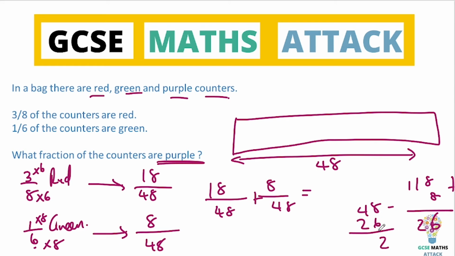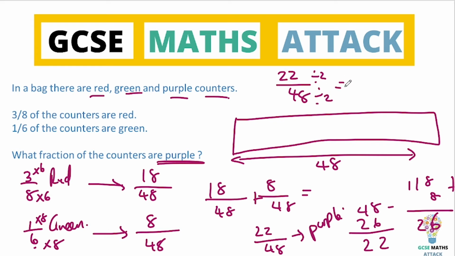8 take away 6 is 2. 4 take away 2 is 2. So you've got 22 over 48, which is purple. Now, because the question didn't say simplify it, you can leave your answer like that. However, if it did say give your answer in the simplest form, you would have to divide both of them by 2 and then see what you get. So divide by 2, divided by 2, that gives me 11, and that gives me 24.